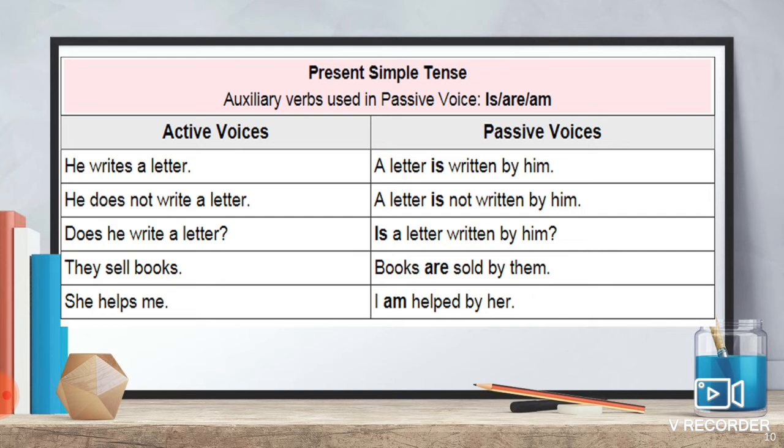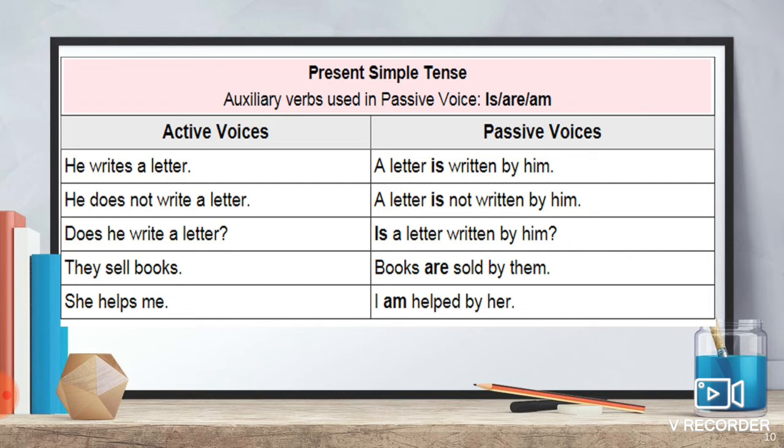Let's look at the question form. Does he write a letter? So this is present simple. We switch it. Is a letter written by him? So we start the question with the be. Is a letter written, verb 3, by him?